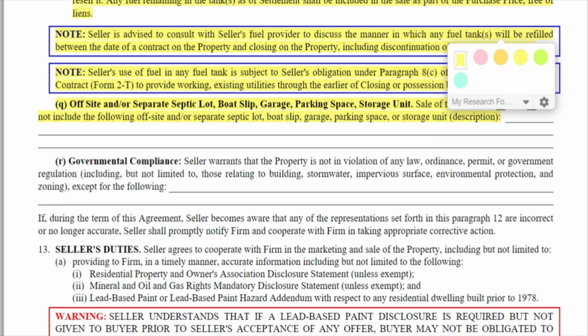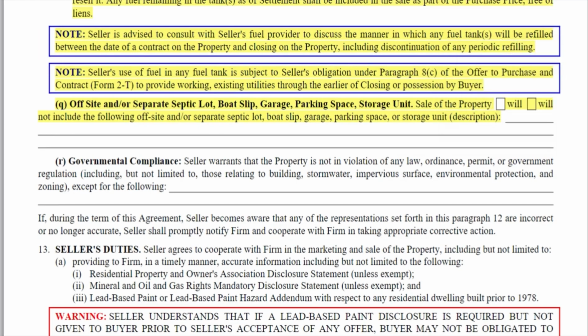Now we're at Q. Off-site or separate septic lots, boat slips, garage, parking spaces, storage units. We need to address if the property will or will not include the following things.